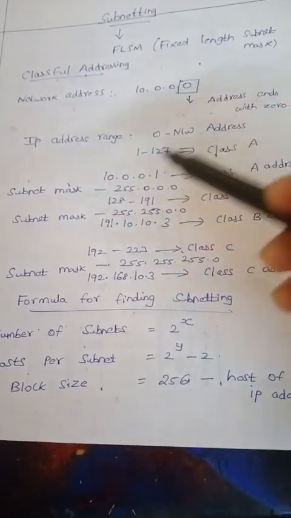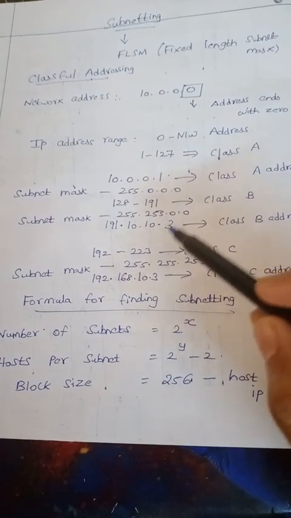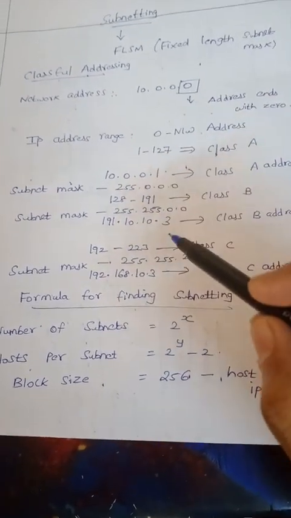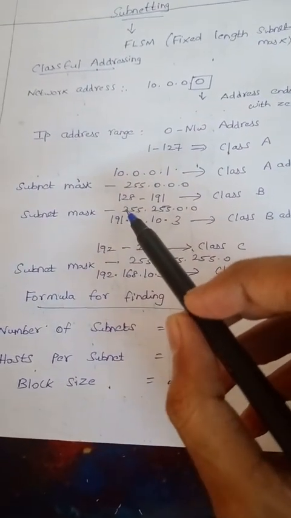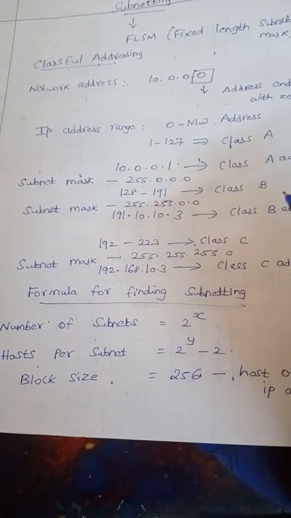If it is a class B address, its range starts with 128 till 191. For example, if you take 191.10.10.3, this will be represented as class B. The reason is that its range is 128 till 191.